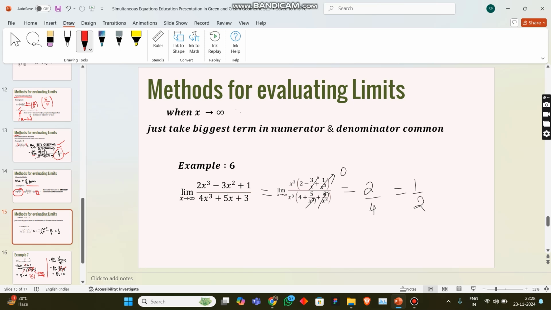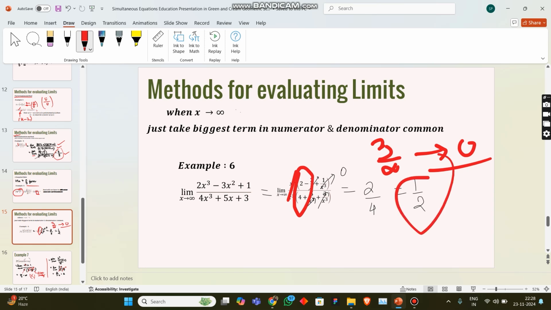So there, if we closely observe, it will give me 3 by x and 1 by x cube. Now if we put x equals infinity in 3 by x, so 3 by infinity, which would give me the value of 0, right? So eventually this part will become 0, and this part will also be cancelled out, and the limiting value would be 2 by 4, which is 1 by 2.